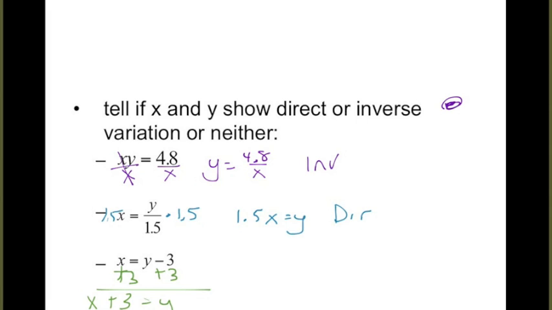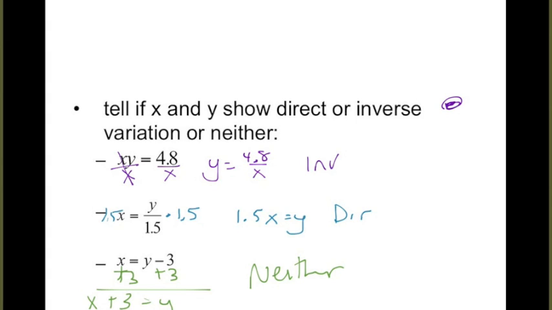Direct, inverse, or neither? Okay. We're looking for a multiplication or division relationship, and this one's addition. So addition and subtraction aren't going to work for us. Okay. Yes? Will we always have one of each? No. Just happened to be.